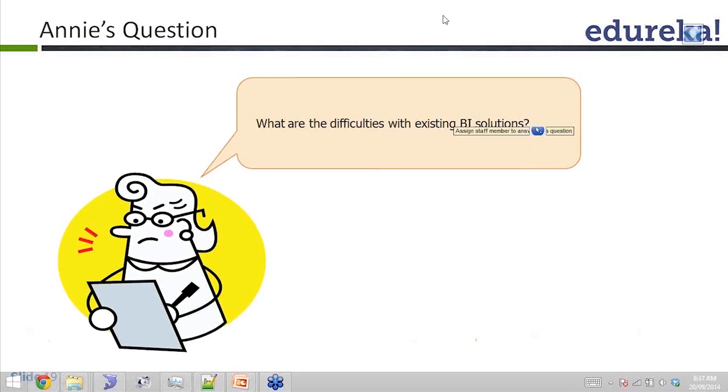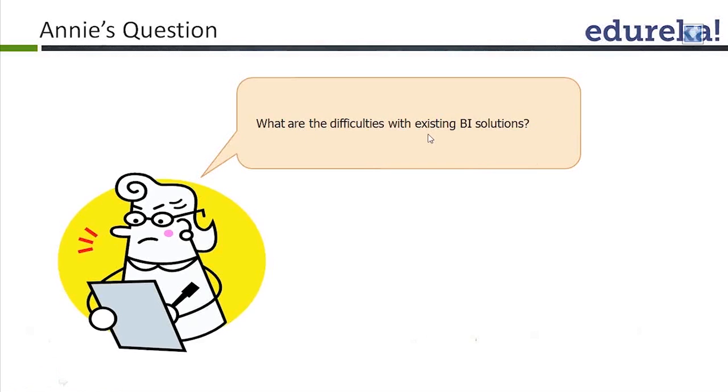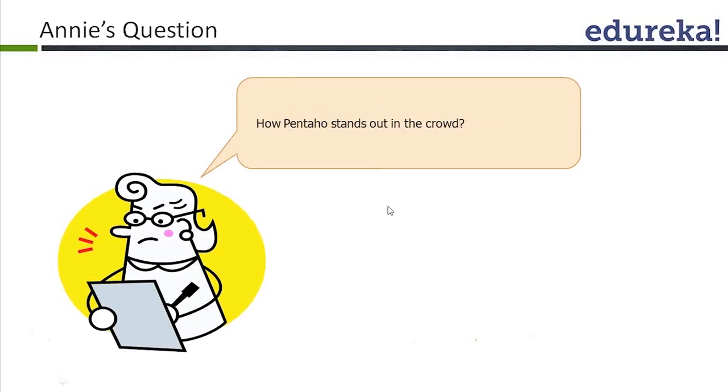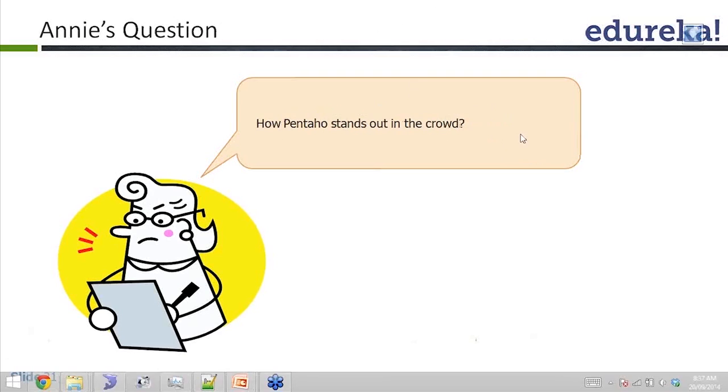So what about Rajeshri? Okay, so while Rajeshri type in, well, let's cover next. So you guys have correctly mentioned the BI solution problems: the solutions are bulky, then cost, maintenance, onboarding, integration time. Then how does Pentaho stand out in this crowd? So any quick takers and quick pointers?